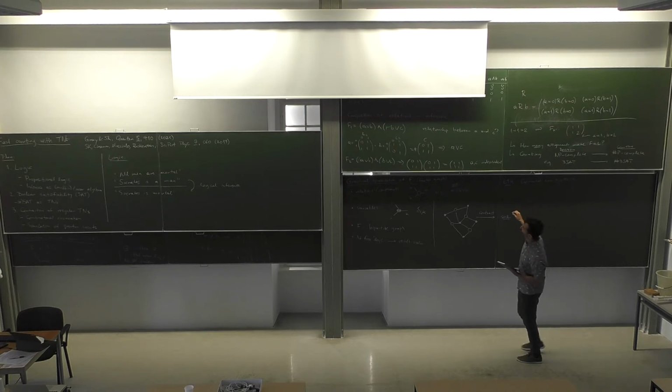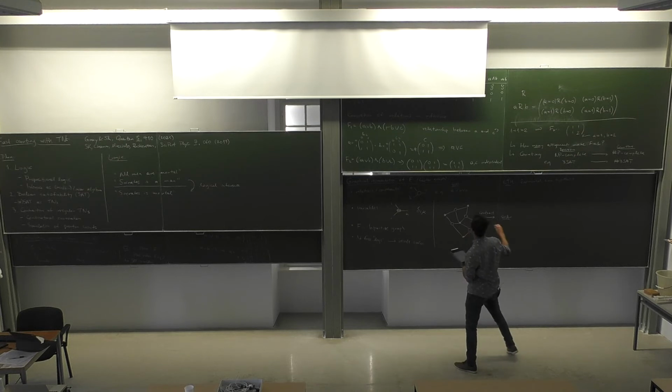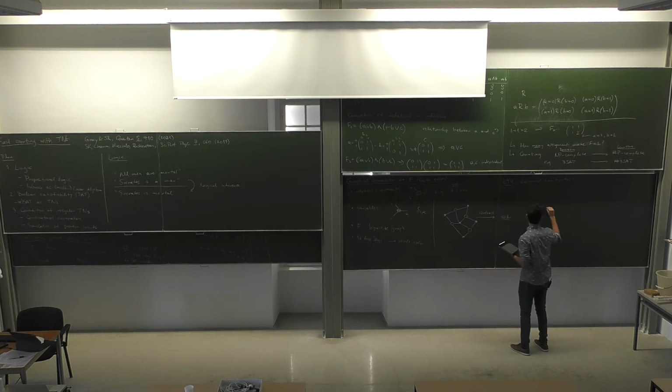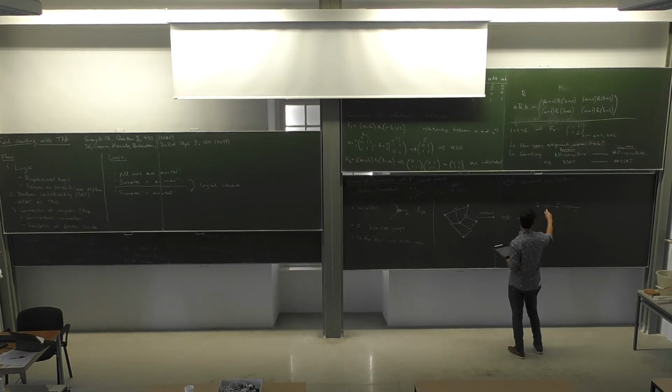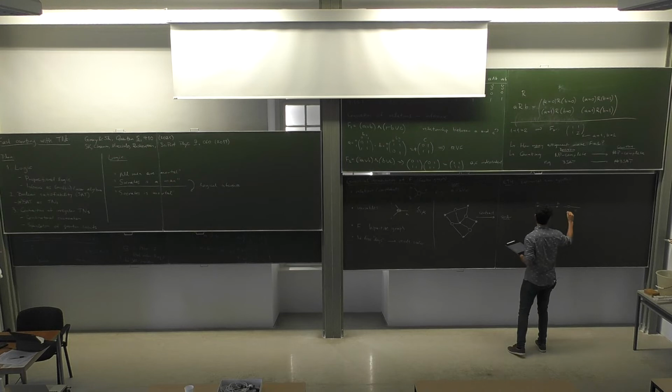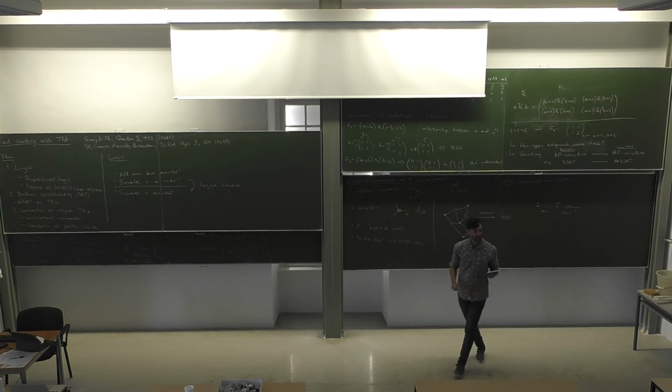Yes, so here's how you do it. A or B. So here's A, here's B, here's C. And so here is A or B, and here is not B or C. So I cheated. You put a dashed line.